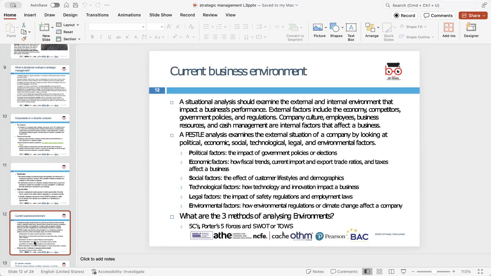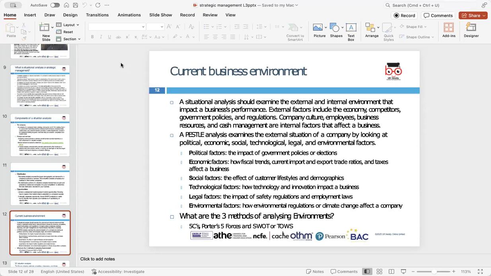So also we're talking about PESTLE analysis. Have you ever heard about PESTLE analysis? No. So PESTLE analysis is basically a tool used to assess external factors. This framework focuses on political, PESTLE: P for political, then economic, social, T for technological, L for legal, and E for environmental factors.